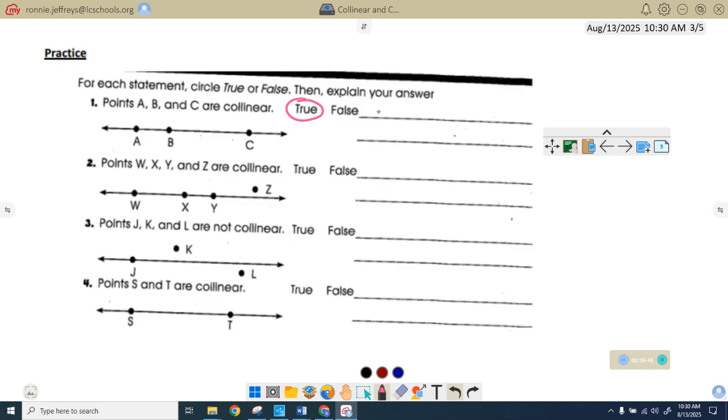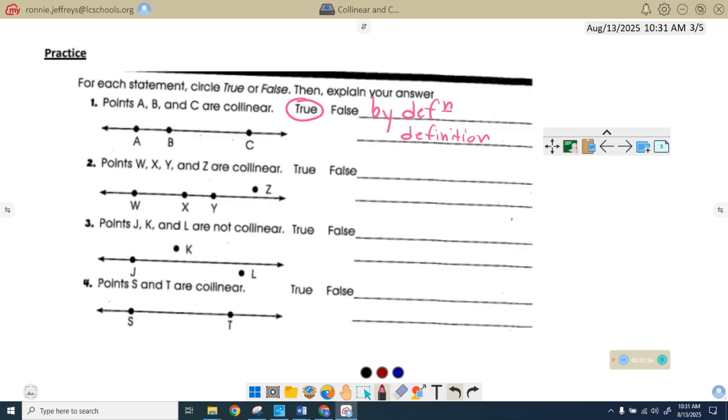All right, why is it true? Because they're on the same line. They're all on... by definition. Or you could actually write it out. The top thing right there, that's how you write the shorthand for definition.